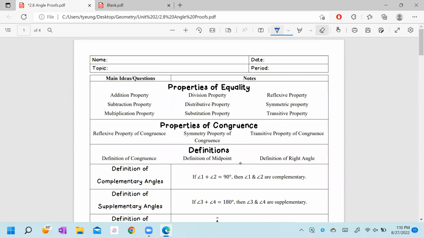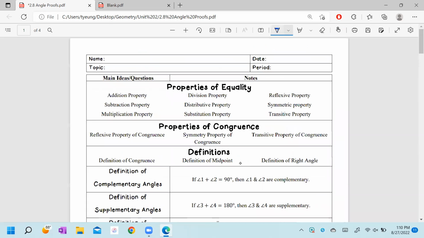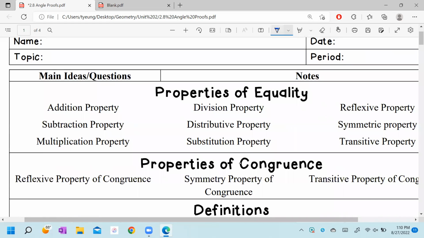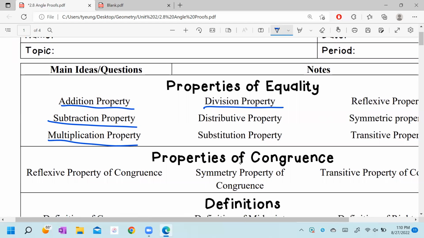So just as a review, we have our properties of equality. This was our section 2.6. All the addition, subtraction, multiplication, and division properties say is that you can do that operation to both sides of the equal sign. So for the addition property, if you add the same number to both sides, you're good to go. Subtraction property, subtract from both sides, good to go. Division, multiplication, same thing.